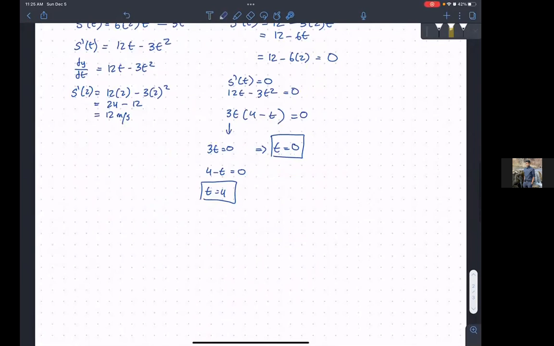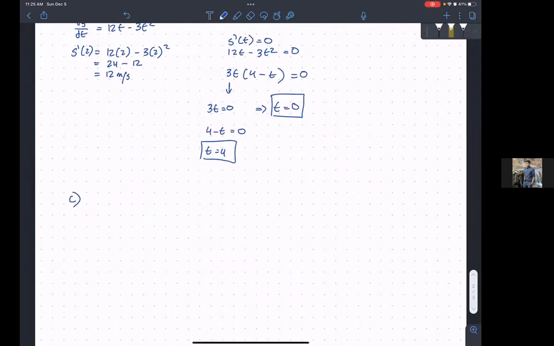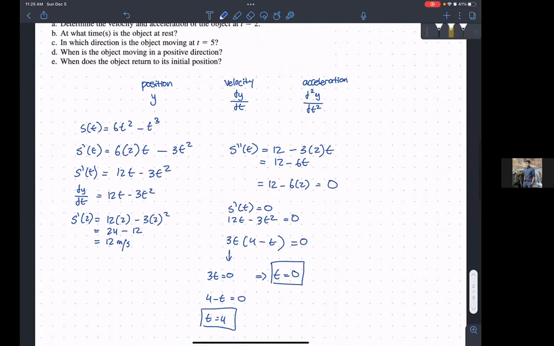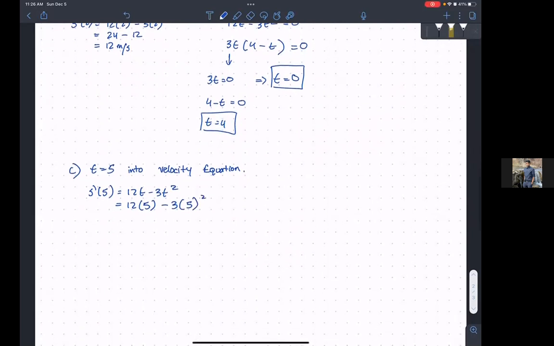So we're going to sub in t equals 5 in our velocity equation. Okay, so this is for part C, right? So s prime of 5 equals 12t minus 3t squared. So that's just going to be 12 times 5 minus 3 times 5 squared. Right? So that's 60 minus, 5 times 5 is 25, 25 times 3 is 75. So we're getting negative 15 meters per second. So we know we're going in the negative direction.